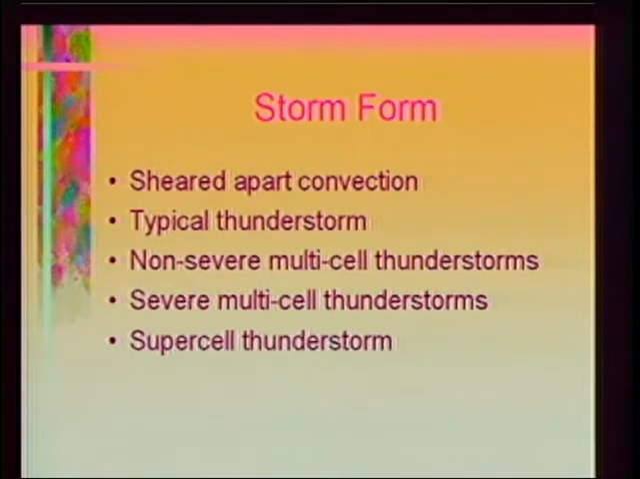If the shear is too intense for the updraft, then you'll have sheared apart convection and the thunderstorm actually won't fully develop. Or you could have a typical air mass type thunderstorm, or you could have multi-cell thunderstorms. Multi-cell thunderstorms can be non-severe or nearly severe, or they can be very severe thunderstorms. And then also the supercell thunderstorm. So we'll go through each of these and how the hodograph looks on each one.